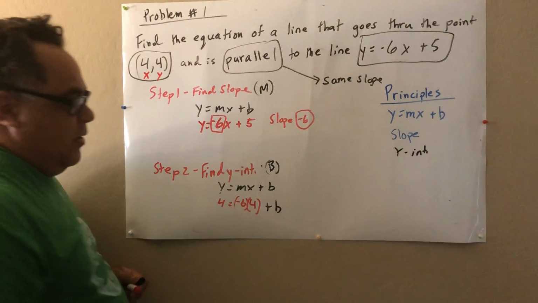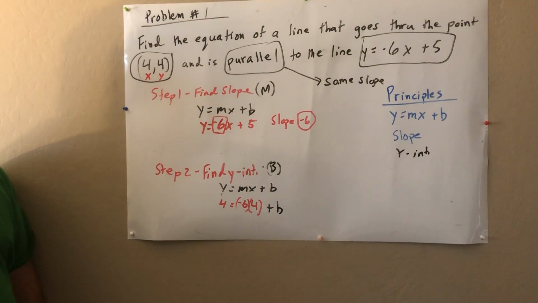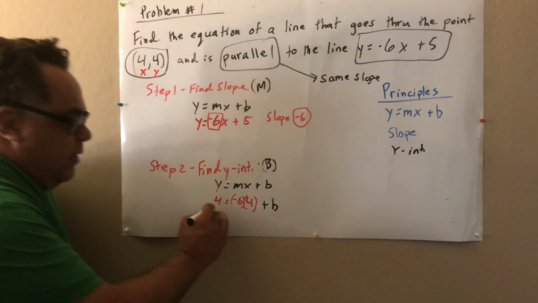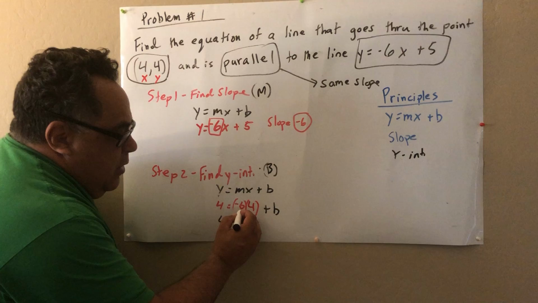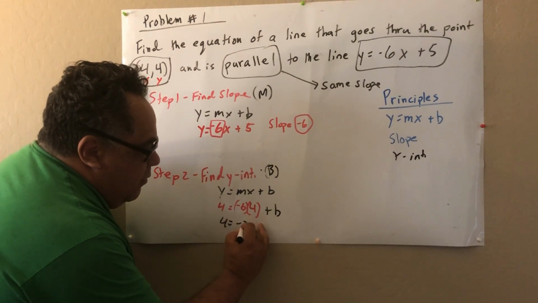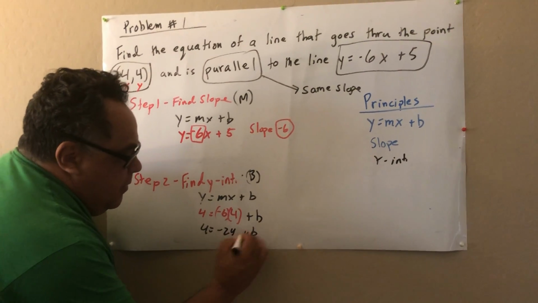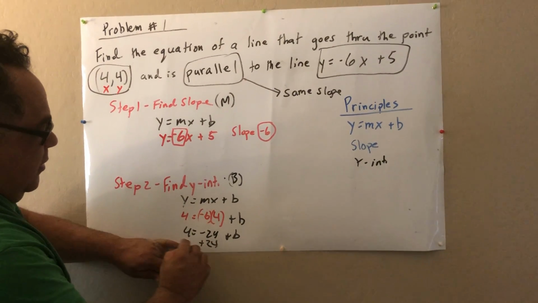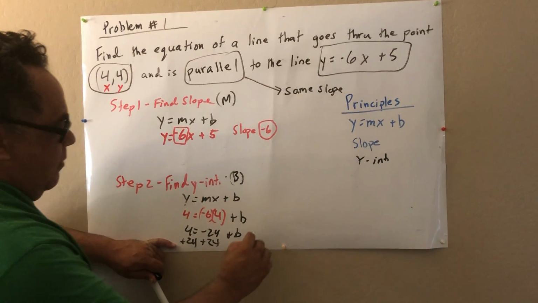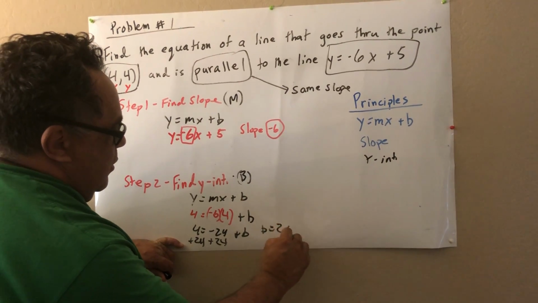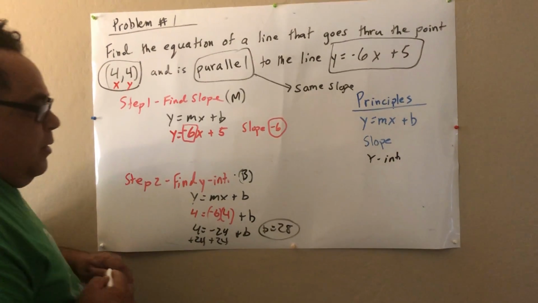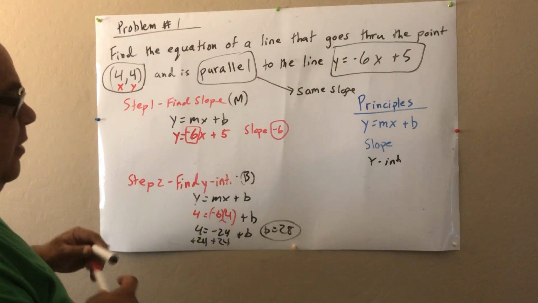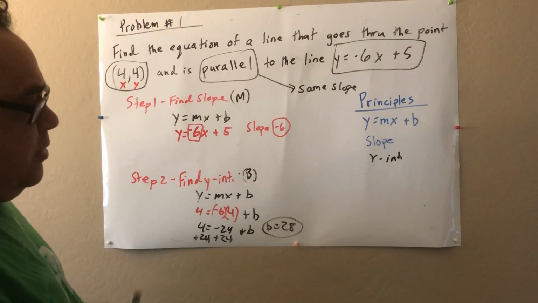Now I have all the variables in that equation but b, and b is what we're trying to find. So we have 4 equals negative 6 times 4, which is negative 24, plus b. To solve this equation, we're going to add 24 to both sides, and b equals 28. So now I have my slope and my y-intercept.